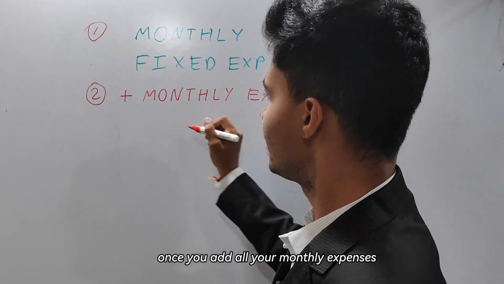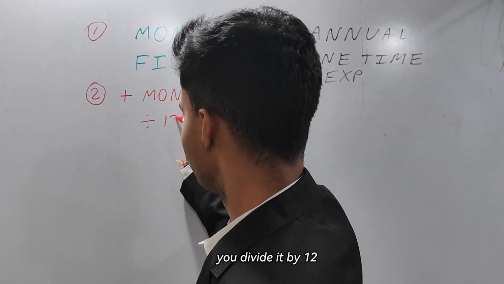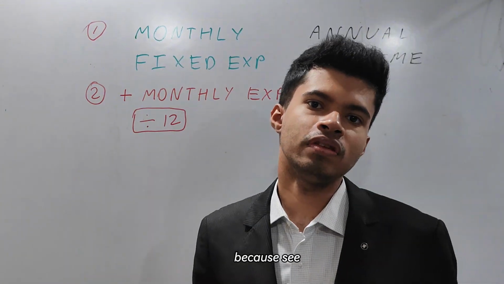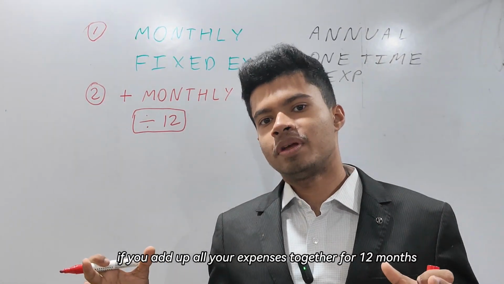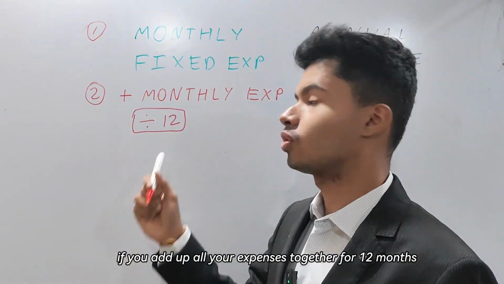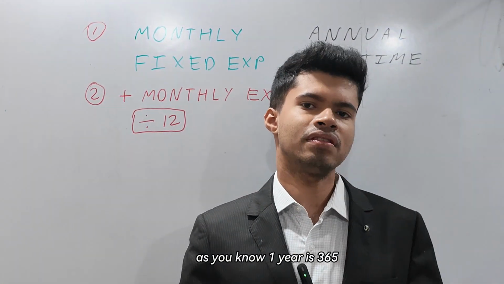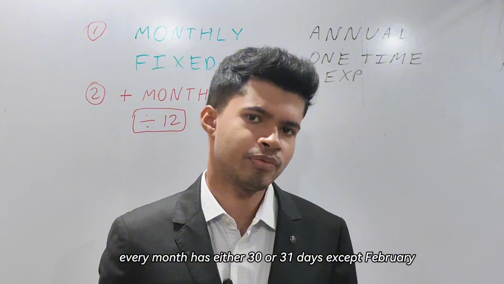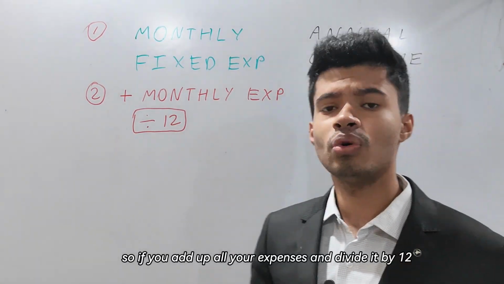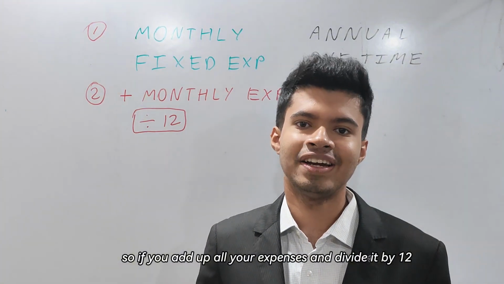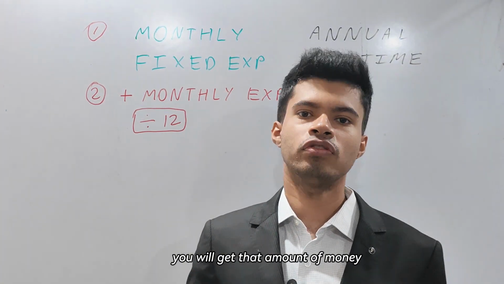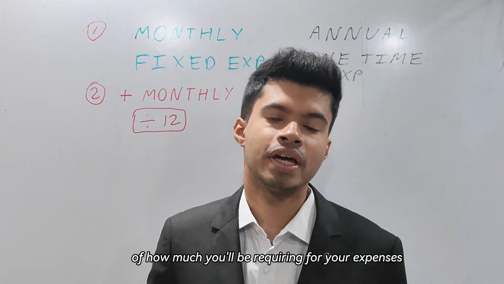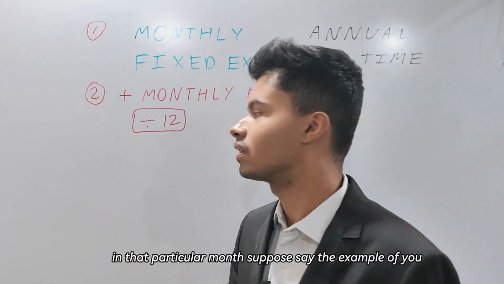Once you add all your monthly expenses, you divide it by 12. Now, why do you divide your monthly expenses by 12? Because if you add up all your expenses together for 12 months, as you know, 1 year, 365 days, is nothing but 12 months. Every month has either 30 or 31 days, except February. So if you add up all your expenses and divide it by 12, you will get that amount of money, which is an average distribution of how much you'll be requiring for your expenses in that particular month.